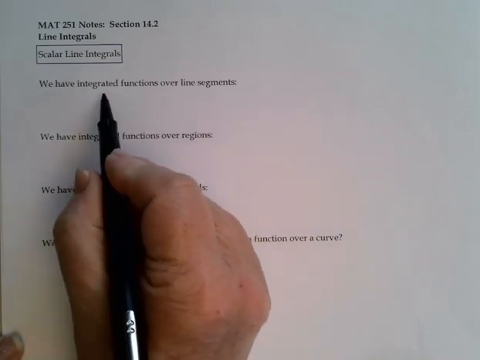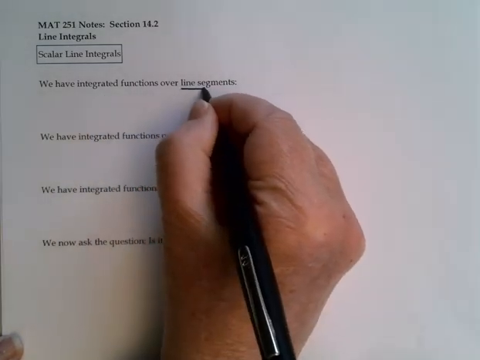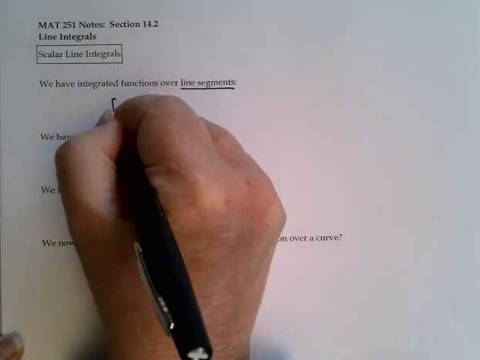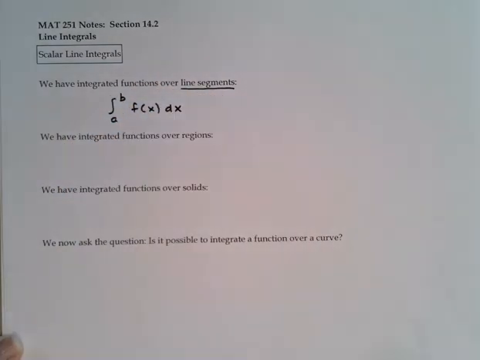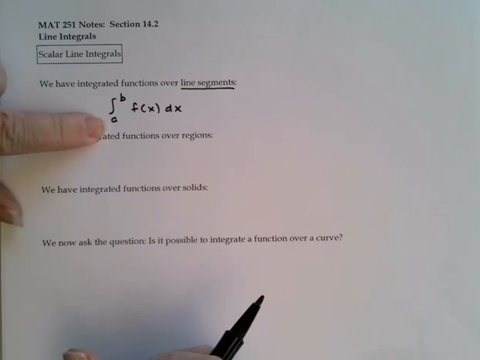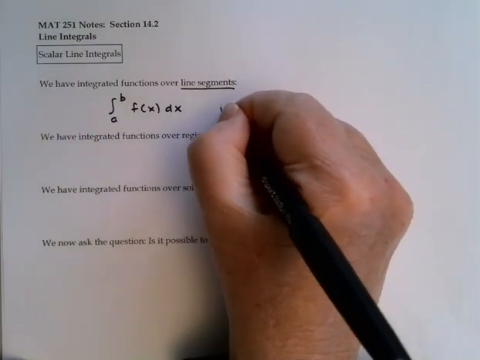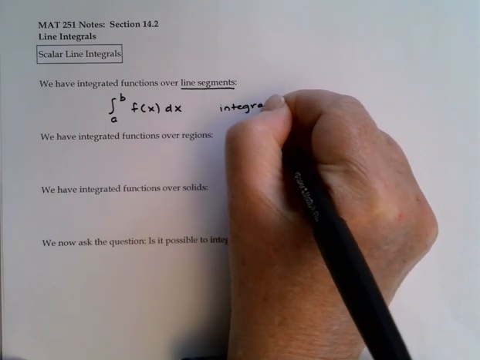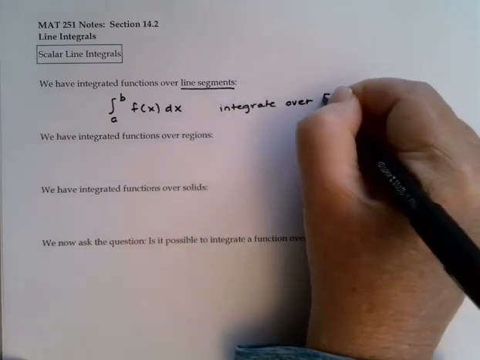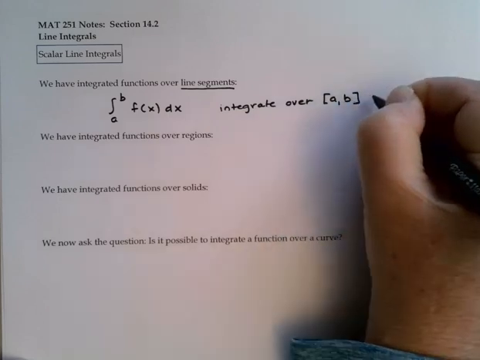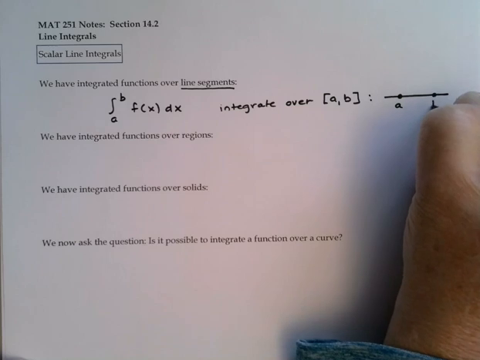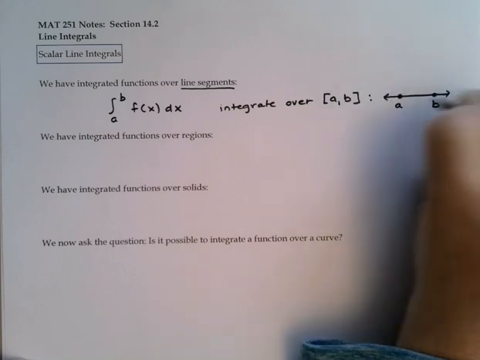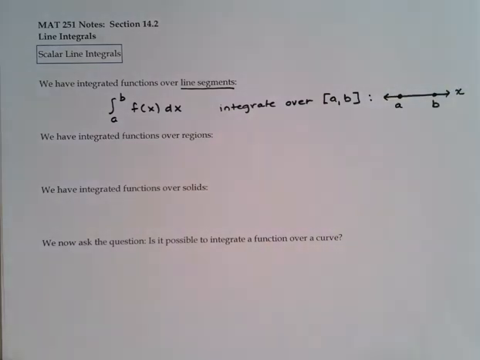First of all, in Calc 1 and Calc 2, you integrated functions over line segments. When you had an integral that looked typically like this, you were integrating over the line segment from A to B. Typically think of that as being the x-axis.